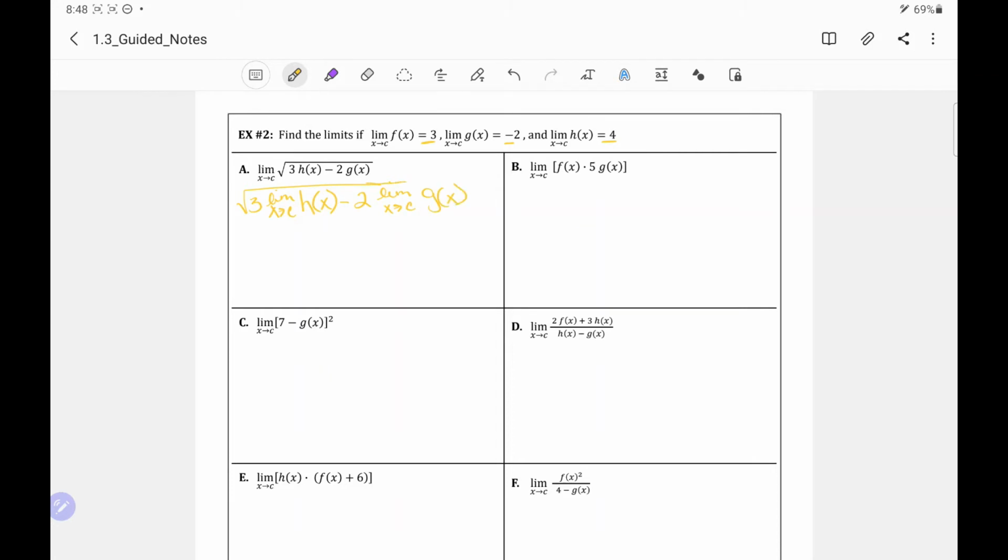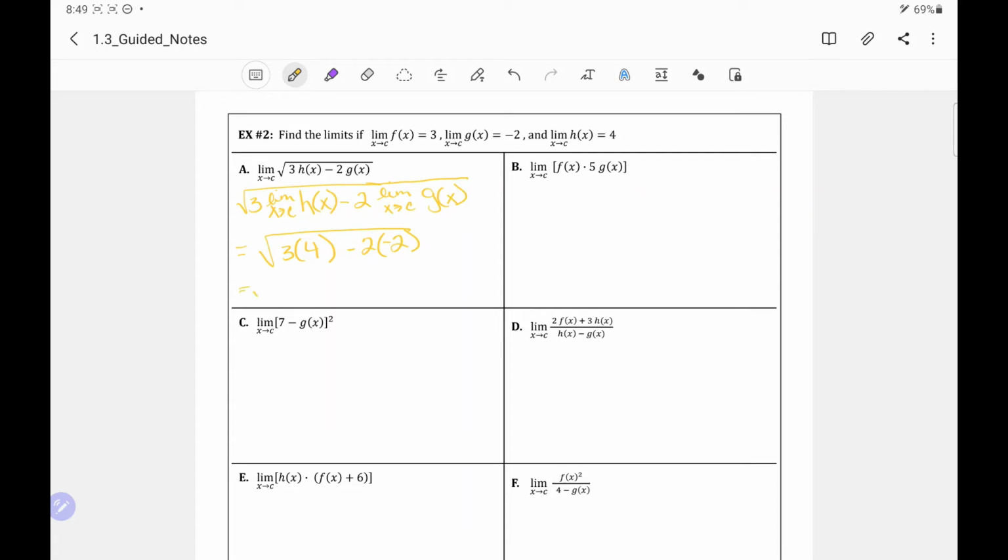I should have known I did not make this near long enough. So here we go. These are, you're going to find, not too difficult. The limit as x goes to c of h of x, we already know is 4. So I'm going to have 3 times 4 minus 2 times g of x. We look up here again, we get negative 2. So what we're doing is we're just looking up here in the information on example 2, and we're just using the values they already gave us.